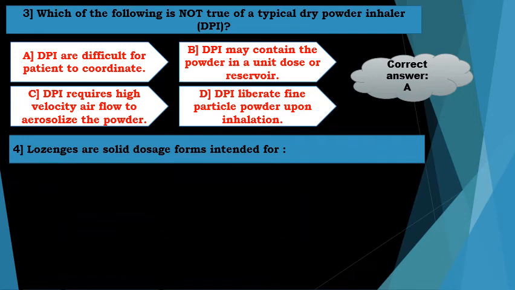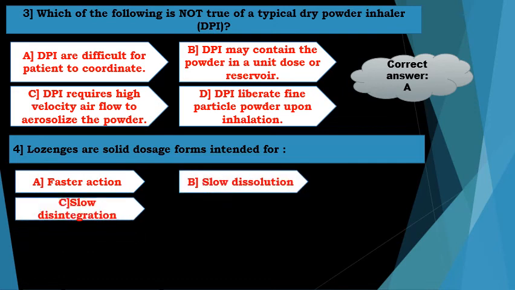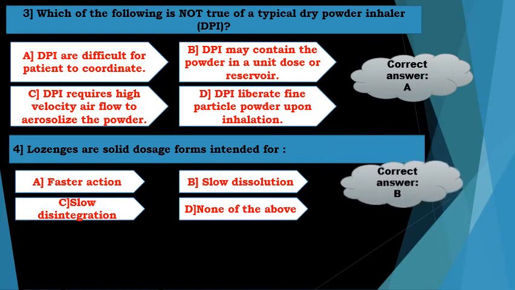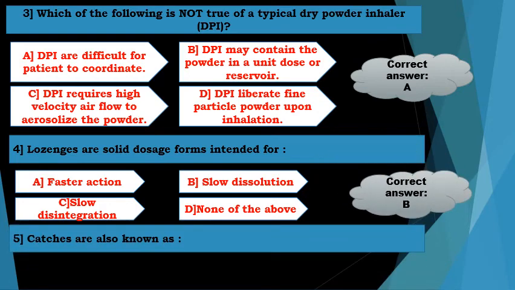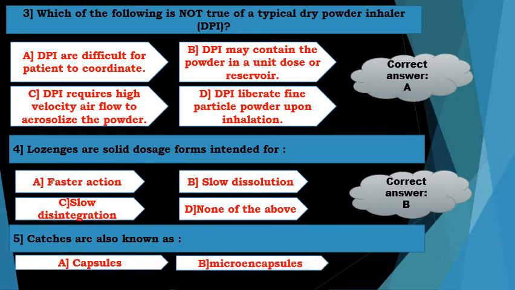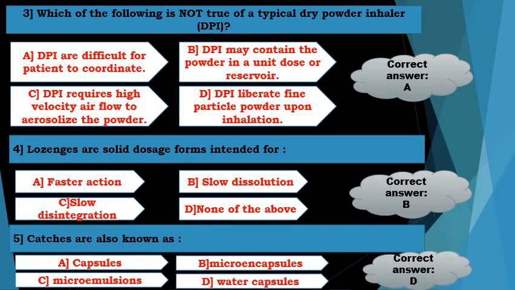Next question: lozenges are solid dosage forms intended for A. Faster action, B. Slow dissolution, C. Slow disintegration, D. None of the above. Correct option is option B. Slow dissolution. Cachets are also known as A. Capsules, B. Microencapsules, C. Microemulsions, D. Water capsules. The correct answer is option D.